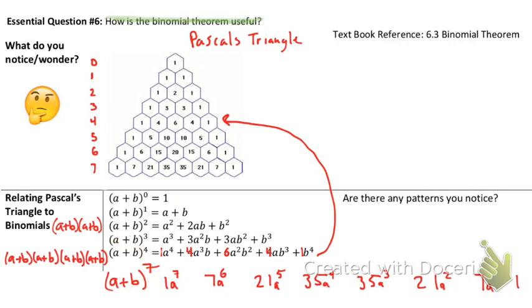So if we did that for 7, we would have b to the 7th, b to the 6th, b to the 5th, fourth, third, second, first, and then this b would be non-existent. And then what do you notice about all the signs? We always put plus signs in between.